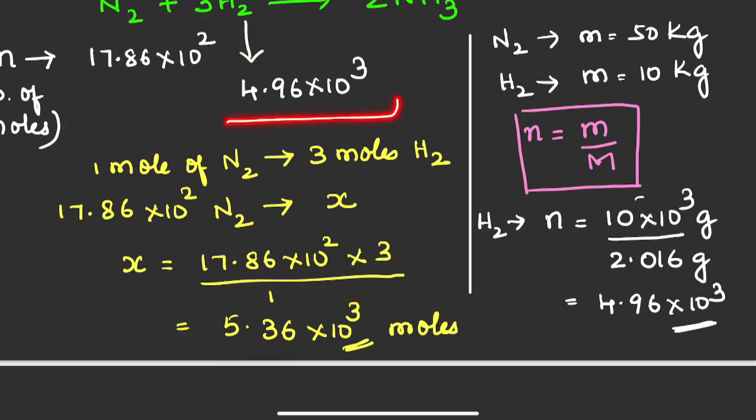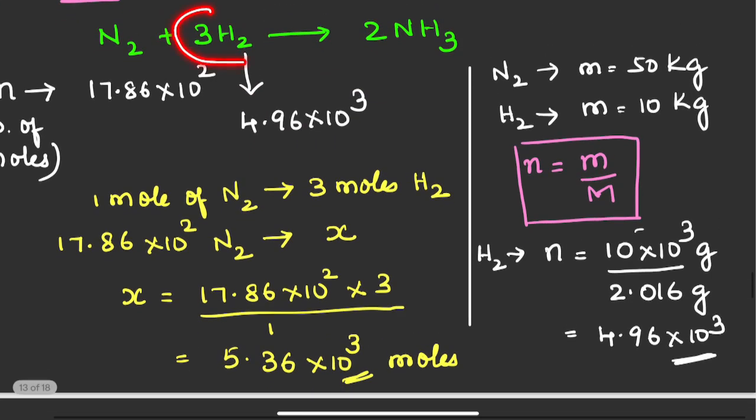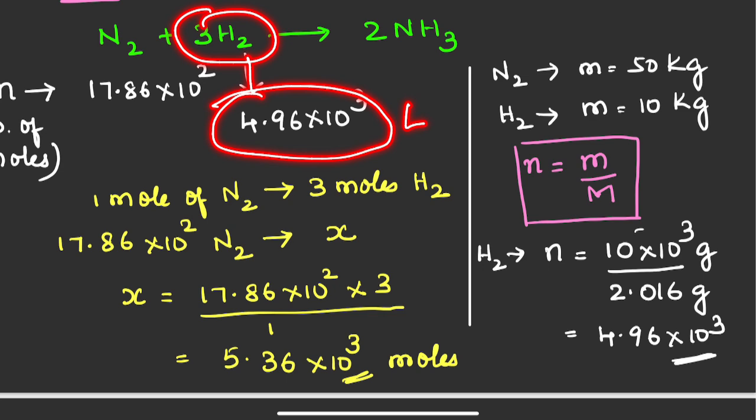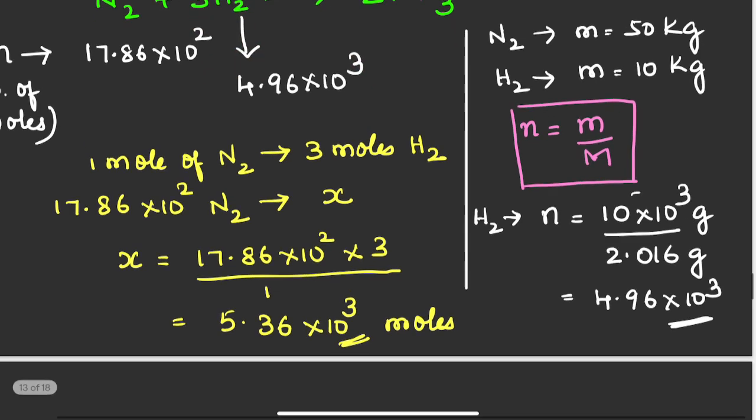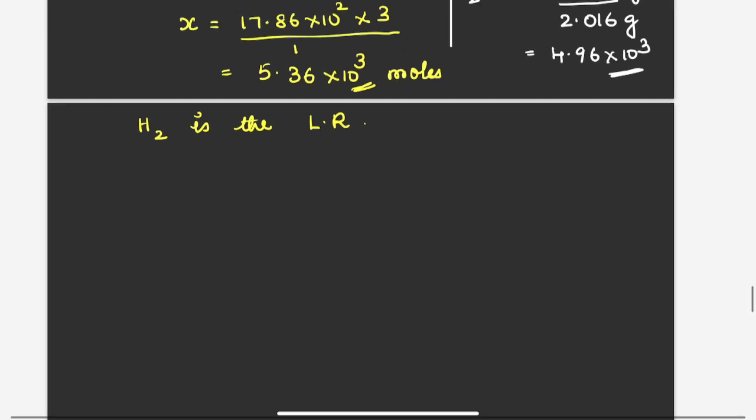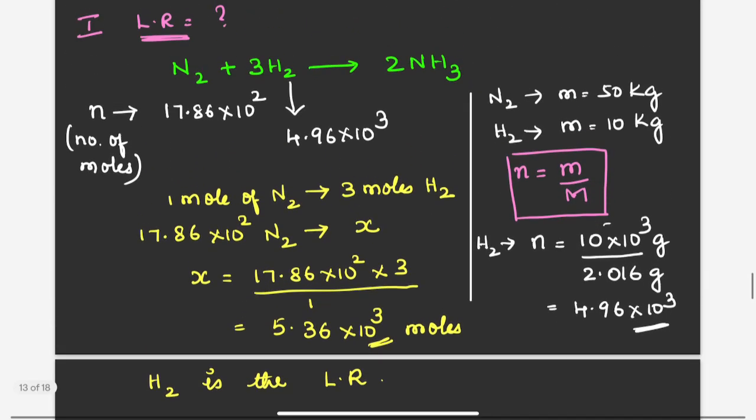So this is taken in smaller quantity, and whichever is taken in smaller quantity will be taken as the limiting reagent. Therefore hydrogen will be the limiting reagent, because it is taken in smaller quantity. So here you will write the first part: hydrogen is the limiting reagent. Is this clear? So this is how we find the limiting reagent.